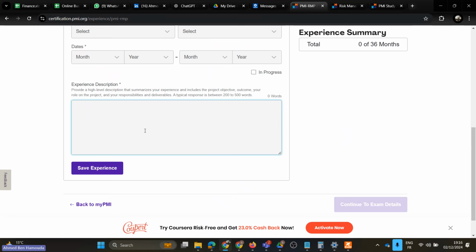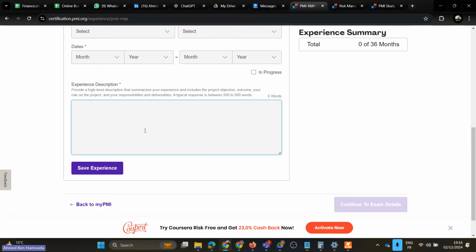Did you apply the Monte Carlo technique? Did you use the expected monetary value? Did you use, for example, decision tree analysis or alternative analysis, what-if scenarios, etc.? You can specify which tools and techniques you used for your analysis, and then how you decided which risks to respond to, and how you created your risk register.